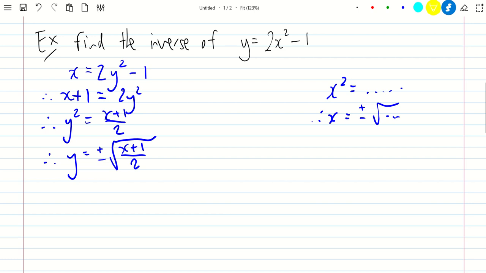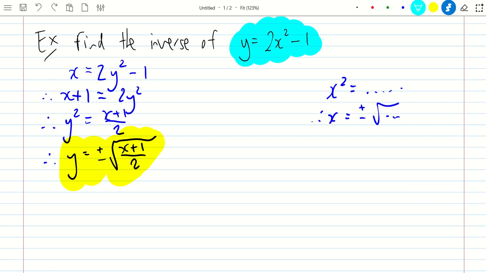And so what we have here, we've solved that for y. What we have here is the inverse function of the original function up here. Okay, that's the inverse function. And we'll have a look at whether it's actually a function. I wonder whether it's actually a function, and so we'll have a look at that.